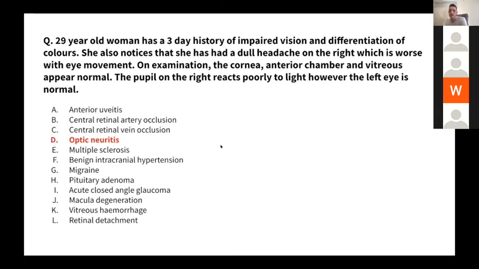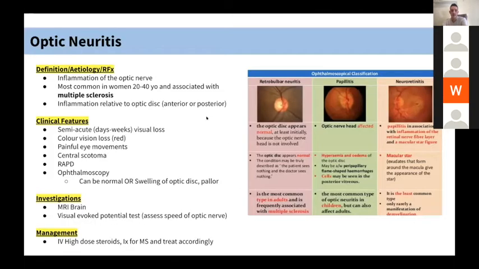Good, so most of you are putting D, which is absolutely correct. So the next one, optic neuritis. This is inflammation of the optic nerve, and most commonly associated with MS, again, as I'm sure you've learnt before, and usually in that younger women category. So when you think of optic neuritis, the inflammation is relative to the optic disc, so it can either be in front or behind it.